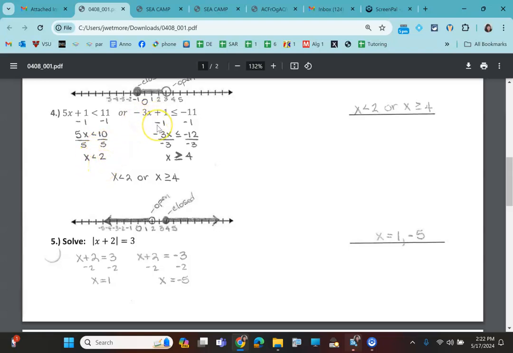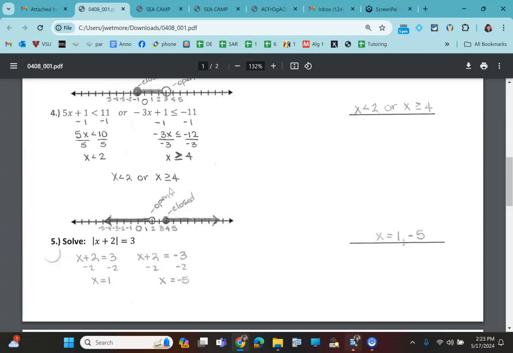Then similarly over here, I'm trying to get rid of adding 1, so we'll subtract 1 on both sides. So that would be negative 3x is less than or equal to negative 11 minus 1, which is negative 12. And then to get rid of multiplying by negative 3, we're going to divide by negative 3. Here I did multiply or divide by a negative, so I do have to reverse that inequality sign. So negative 12 divided by negative 3 would give me positive 4. So I've got x is less than 2 or x is greater than or equal to 4.